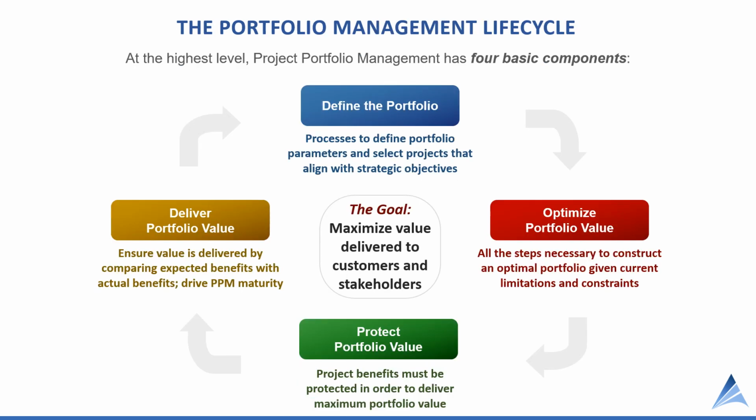And we're showing the portfolio management life cycle just to highlight where resource capacity planning fits in. And we'll see in the next slide, it actually covers the first three components of the portfolio life cycle. But I want to highlight again that everything we do with resource capacity planning has the one unique goal of maximizing value that the organization can deliver to its customers and stakeholders. And we do that by better defining the portfolio, optimizing the portfolio, and protecting the portfolio.